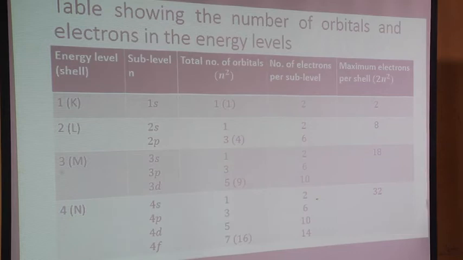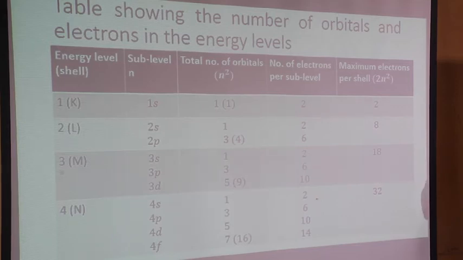18. Now the N shell, you can also see we have the 4s, the 4p, the 4d, and the 4f. The total number of orbitals there is 16, based on the table you can see. And we also have the total number of electrons per sub-level. Per sub-level means per room. What is the maximum number of electrons that a room can carry?